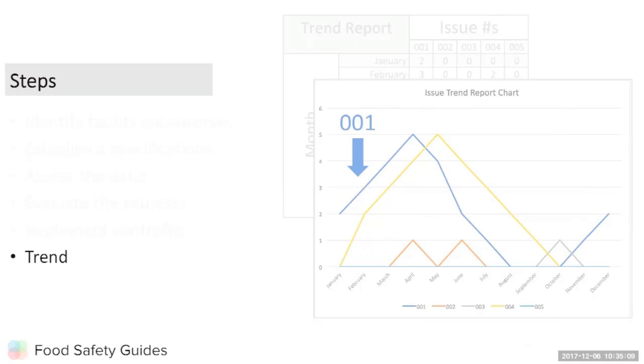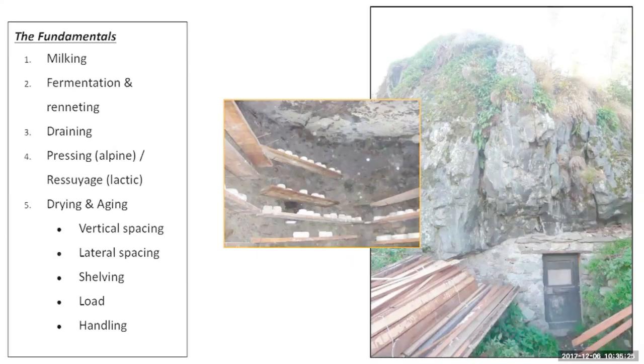Oftentimes, smaller problems can be good indicators for lapses in sanitation or processing mistakes, and can help indicate that before there's a bigger problem to come. Okay, so now for some cheese pictures. I'm just going to focus on the fundamentals here. We'll start looking at milking and work our way down towards aging.